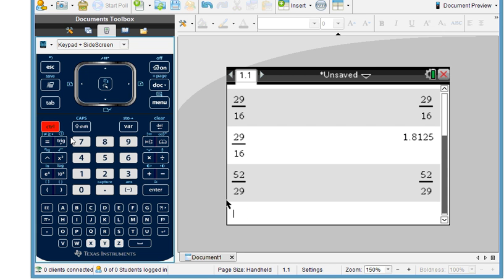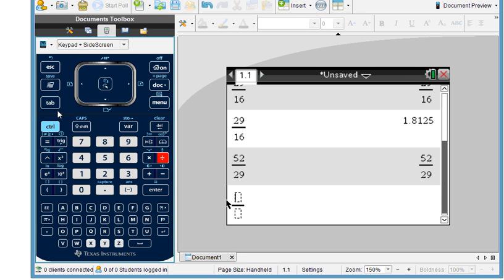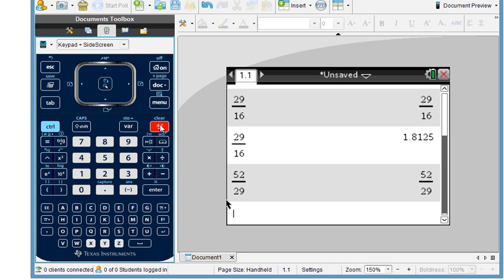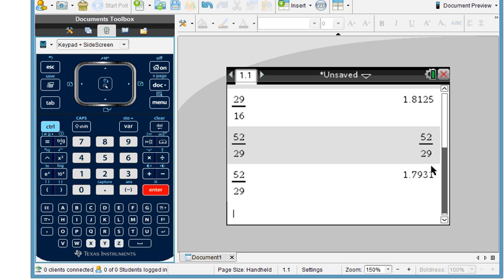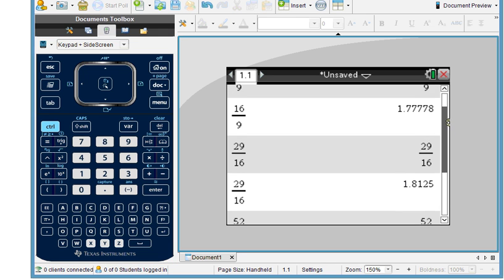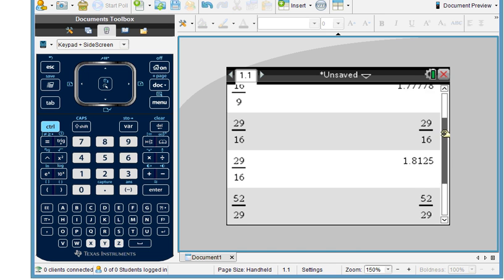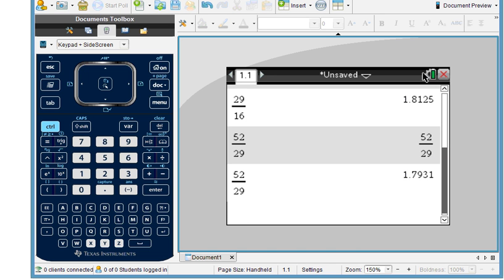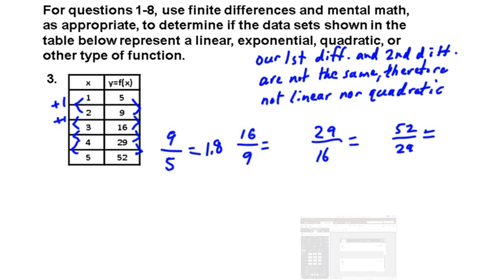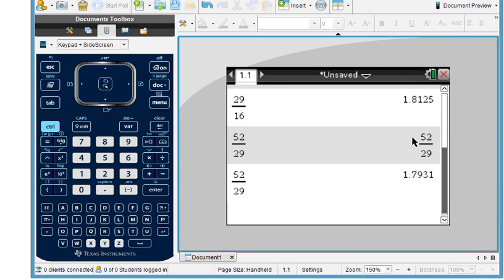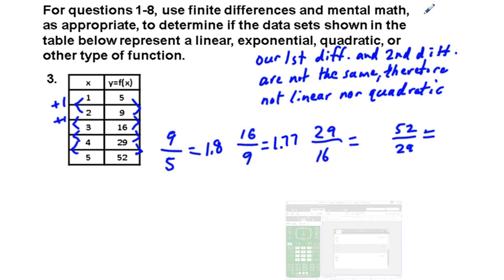That's going to be 1.79. So we're getting close. We had 1.75, 1.77. So 1.77. What are these other ones? 1.81, 1.79.